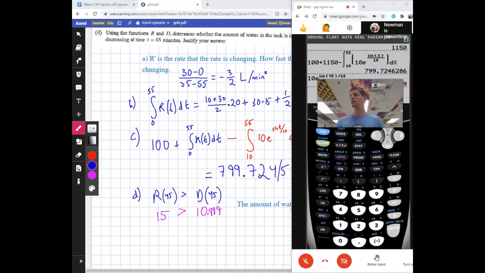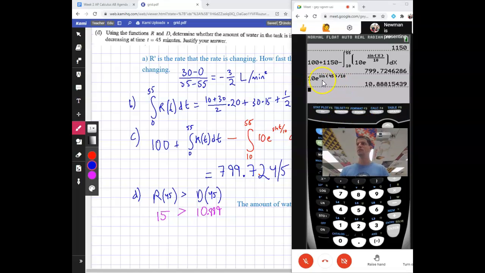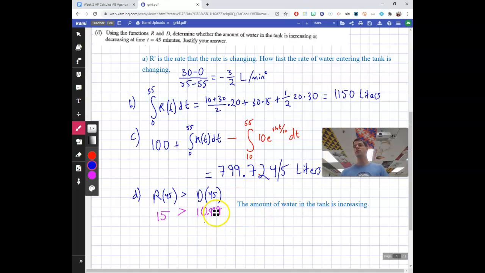All right, so I plugged that into the calculator here. Make sure you're in radian mode, right? Unless otherwise specified, it's in radian mode. And 10.889 is what I got. So that means what? The amount of the water in the tank is increasing because the rate that it's entering the tank is greater than the rate that it's leaving the tank or draining the tank.